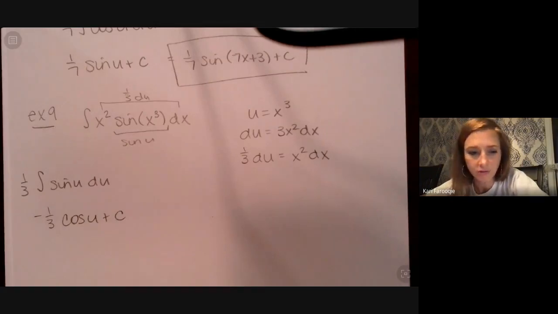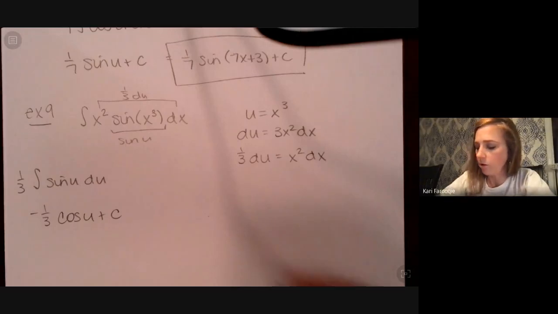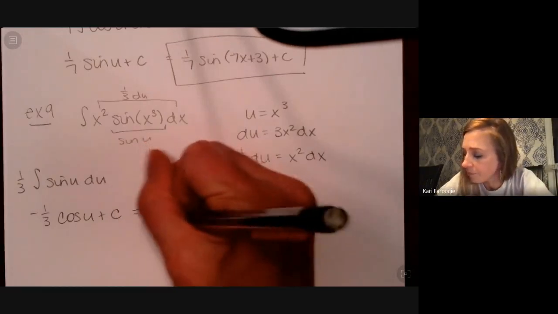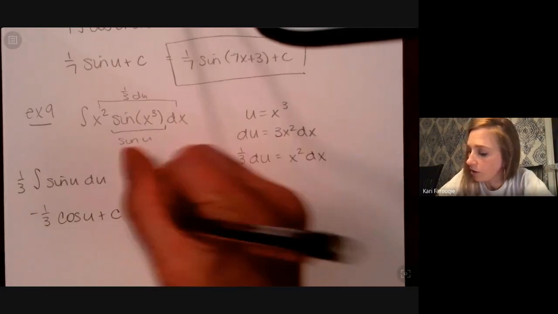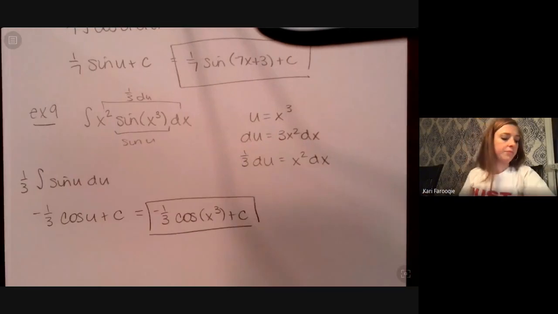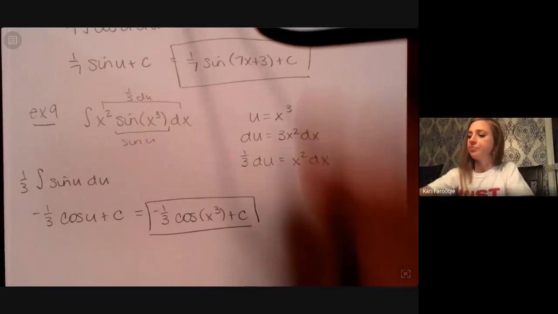And I did give you a list of those that you can always refer back to. In 4.8, I gave you a big list. I said something like table 6 on page 344, maybe something like that. Back substitute for x. All right, that was example 9.